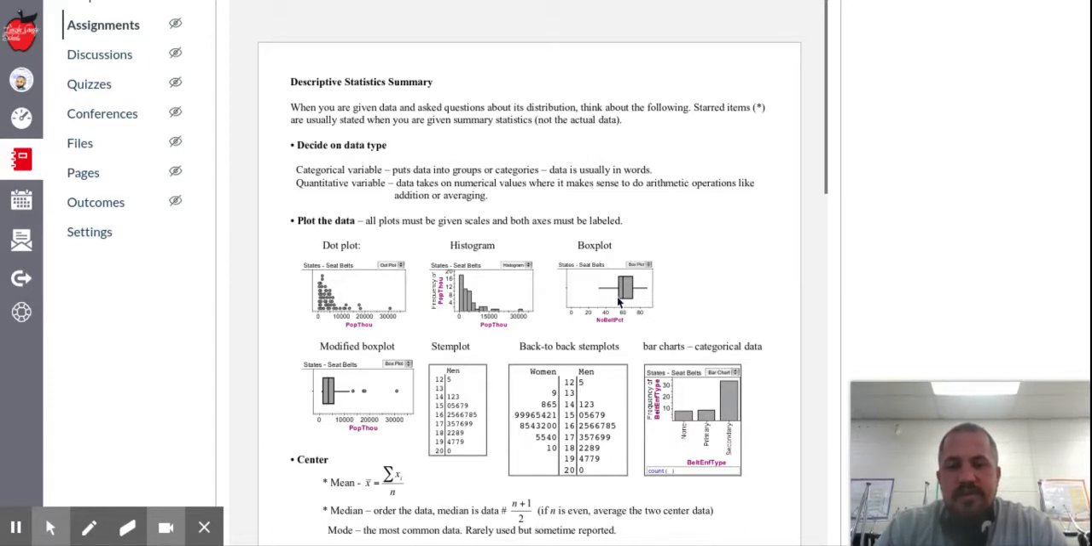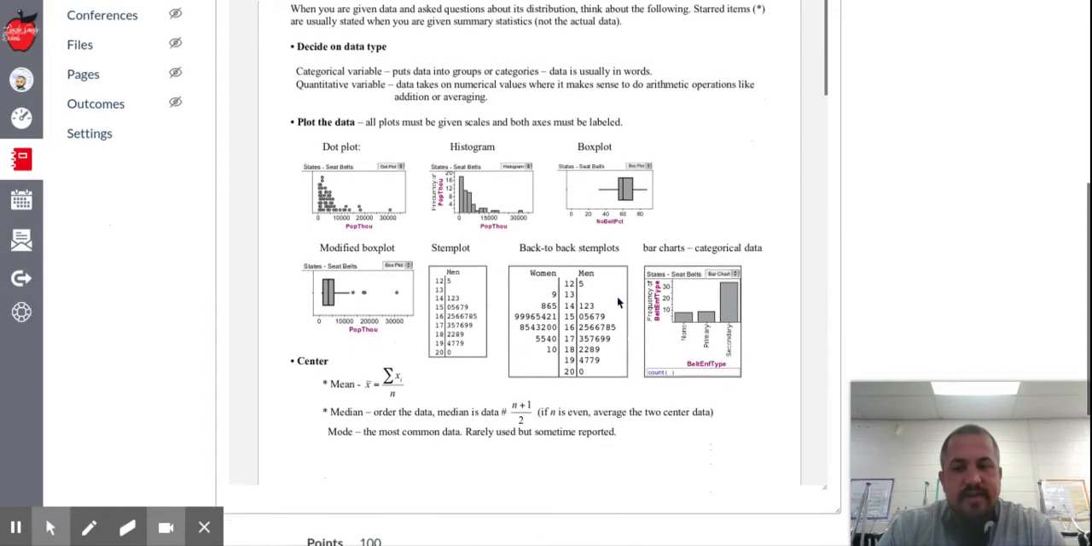In a box plot, you have the minimum, Q1, median, Q3, maximum. From Q1 to Q3 is called the IQR, which is the middle 50%. That's your box. You see your stem plot where you have your stems and then your leaves on the right in order. Then you could have a back-to-back stem plot, and then a bar chart. In a bar chart, there's a space in between. Remember, a bar chart or bar graph is for categorical data.